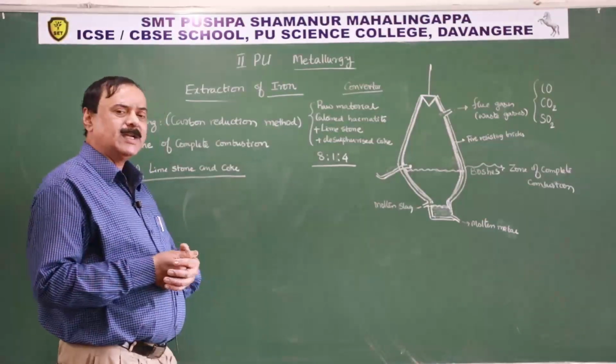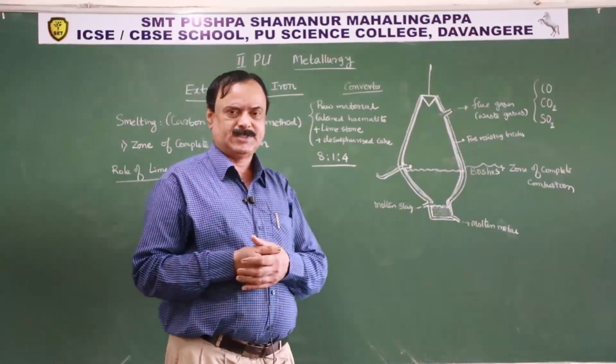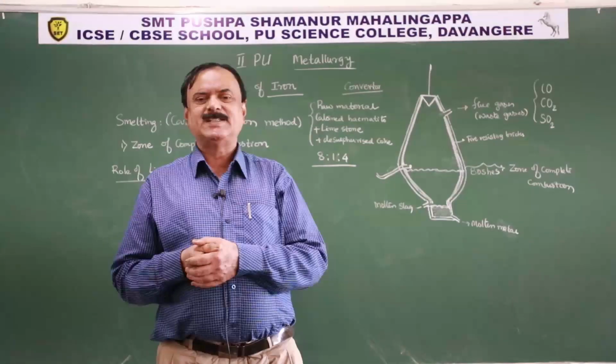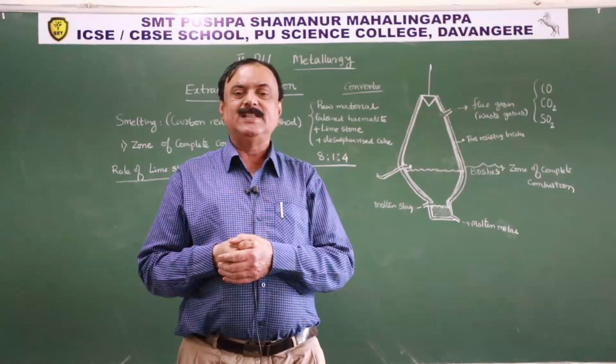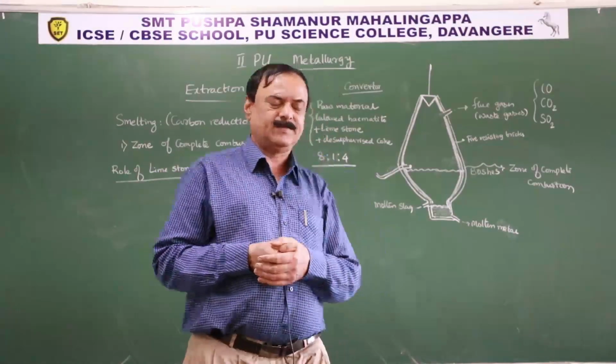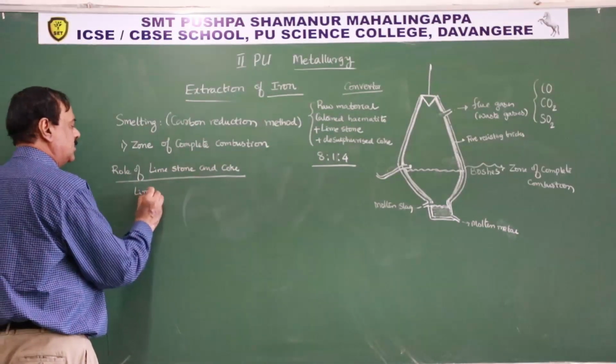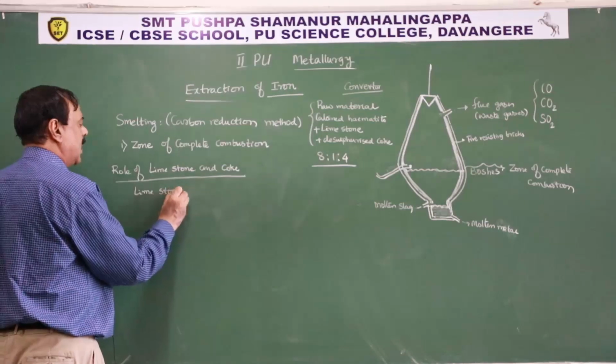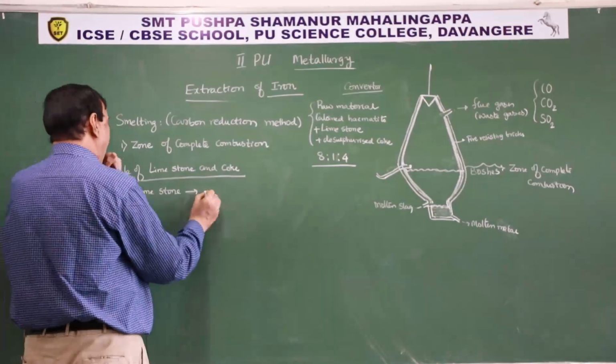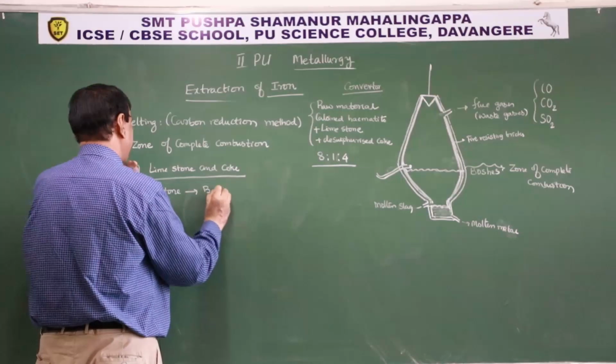Now this coke acts as a reducing agent. Limestone acts as a basic flux in the metallurgy of iron.